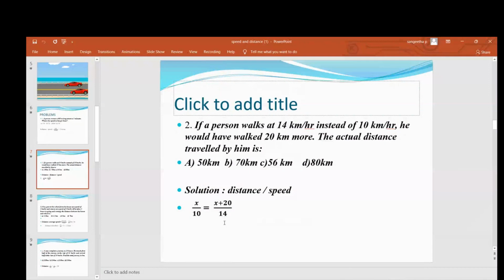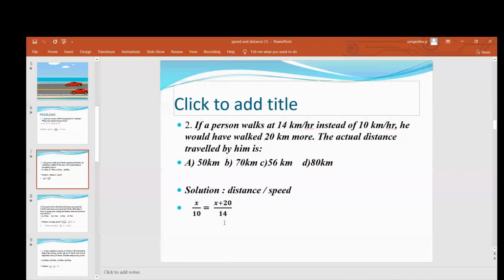Then you want problem number 3. A boy goes to his school from his house at the speed of 3 km per hour and returns at the speed of 2 km per hour. If he takes 5 hours in going and coming, we have to calculate the distance from his house to school.